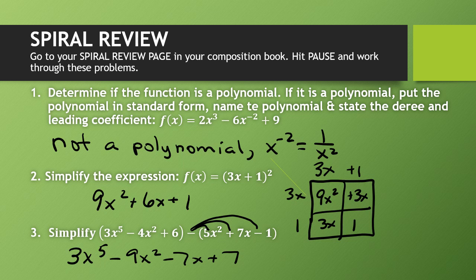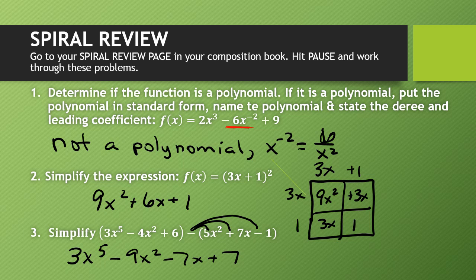Welcome back. So on our spiral review, if we look at the first function, this first function is not a polynomial because if we look right here at the 6x to the negative 2, 6x to the negative 2 really means that we are going to keep our 6 here in the numerator, and we're going to put x squared in the denominator. Therefore, it is not going to be a polynomial.